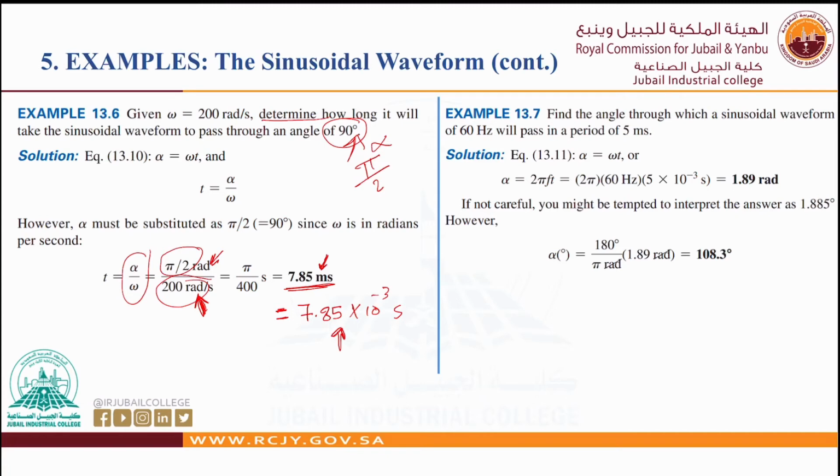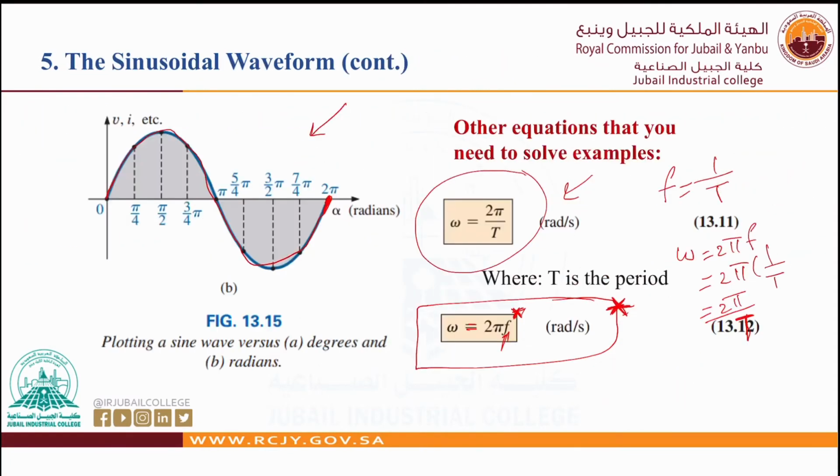Now the last example for the sinusoidal waveform. Find the angle through which a sinusoidal waveform of 60 hertz will pass in a period of 5 milliseconds. Since it is asking about the angle, the angle is alpha. Okay, the angle is omega. Let us just go back to the formula.